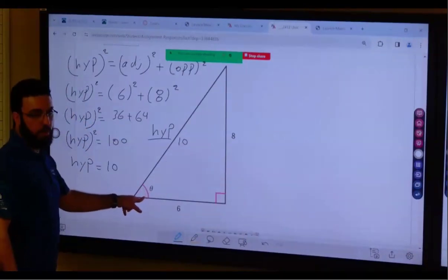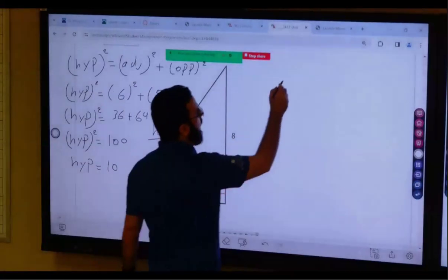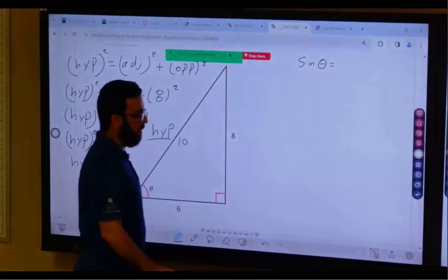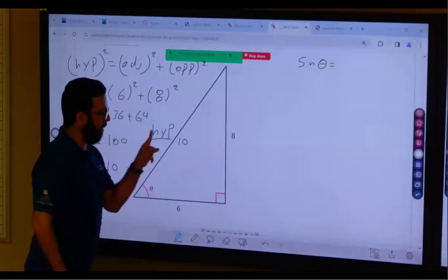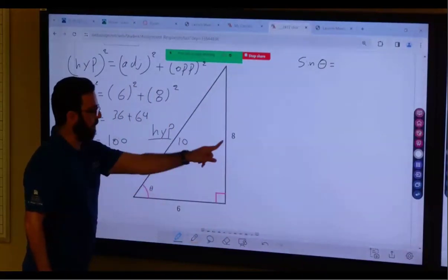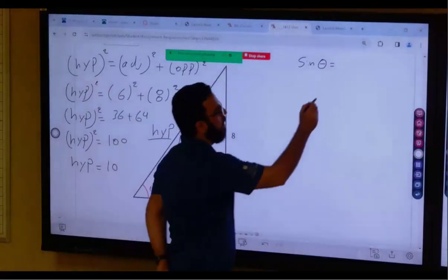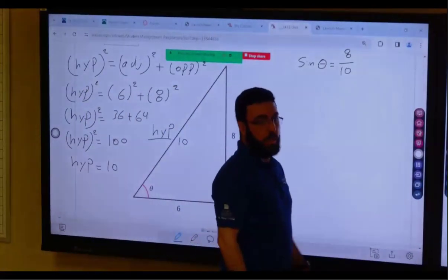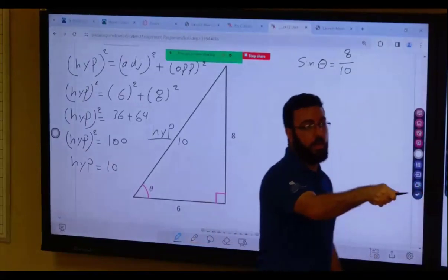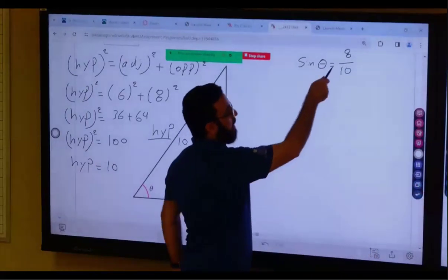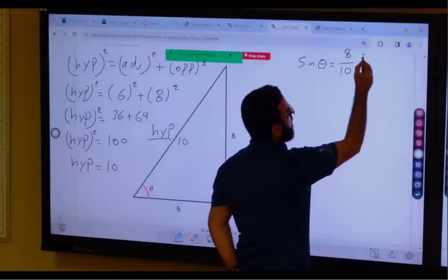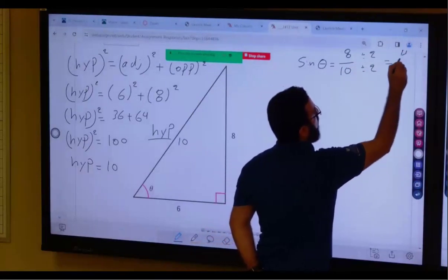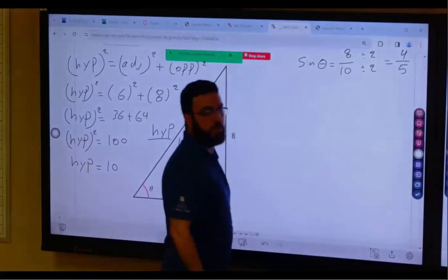Here's the angle. Now can I find the sine? Sine theta equals what? Opposite over hypotenuse, so 8/10. Is that right? No. Always simplify. Can I simplify this one? Yes, divide both by 2. So it's going to be 4 divided by 5.